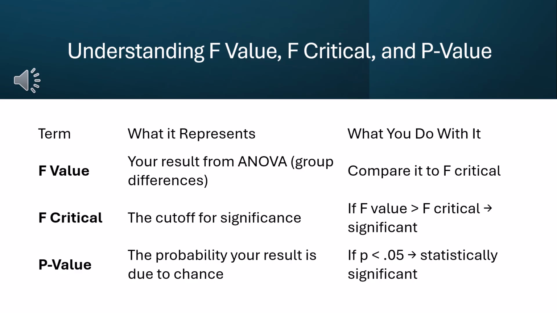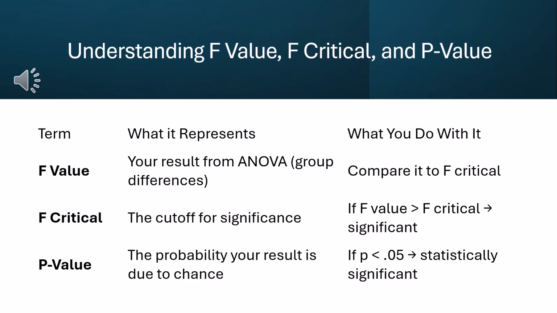The F critical value, what it is: the cutoff point from the F distribution table based on your degrees of freedom and chosen significance level, usually 0.05. What it tells you is how big your F value needs to be to say the group differences are statistically significant. Think of it like a threshold. If your F value is larger than the F critical value, then you have enough evidence to say the differences between groups are not just random.